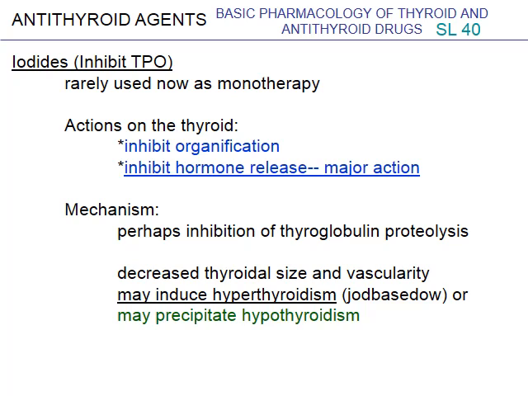and decreased thyroidal size and vascularity, which can occur because of the iodides, may actually induce a hyperthyroidism called Jod-Basedow. It's like a paradoxical hyperthyroidism that can occur, or may precipitate hypothyroidism as a consequence of treatment. So, these drugs are rarely used now, again, in monotherapy, but have been used in the past and work in this way.